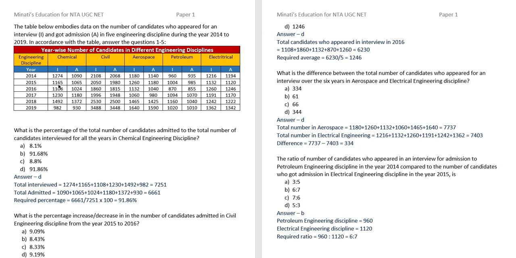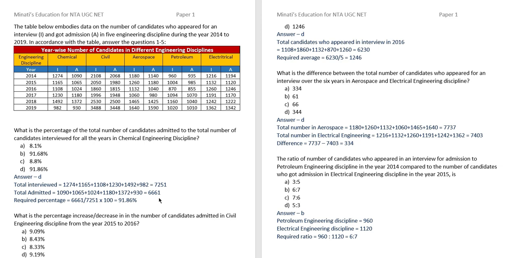1274 plus 1165 plus 1108, just like this. Just add the figures and you will get 7251. Next, the total admitted: 1090 plus 1065 plus 1024 plus 1180. Just like this you will get the figure 6661.